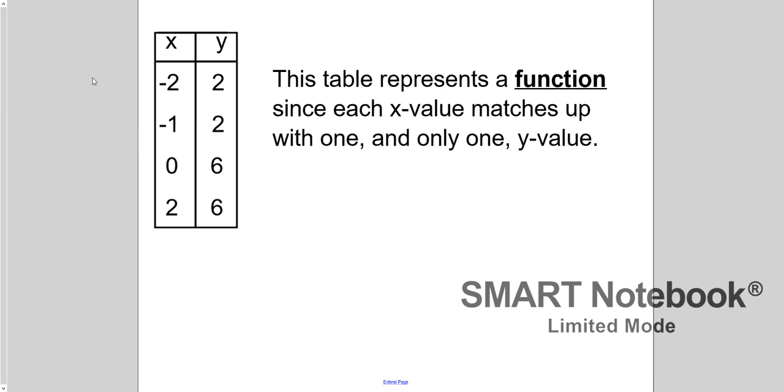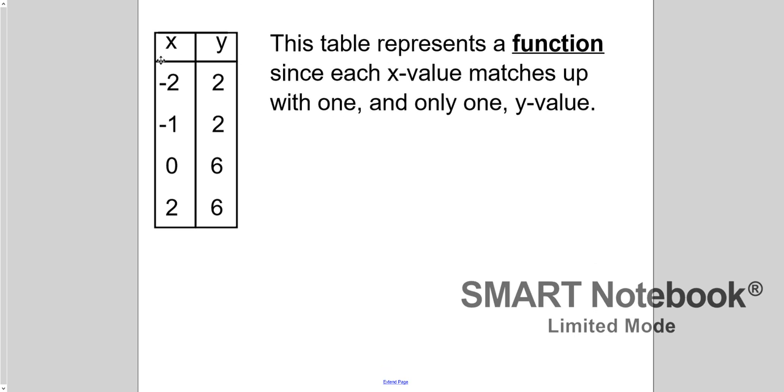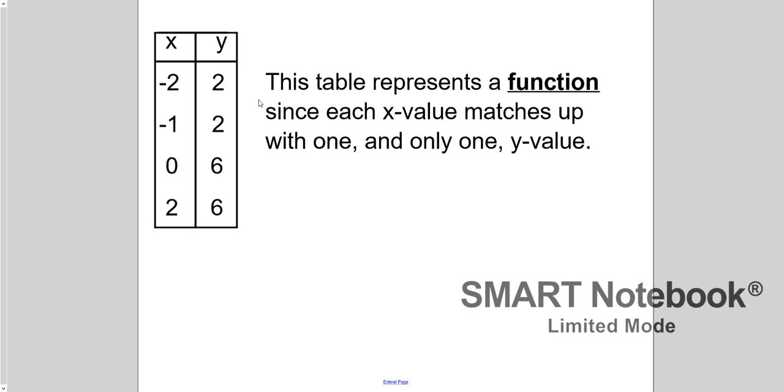Again, this looks right. This table represents a function since each x value matches up with one and only one y value. So if you remember, a function is a relationship where each x value only has one y value. If an x value has more than one y value, then it is not a function. If you notice in this table, some of the x values have the same y value. That's okay. As long as you can look at each one and tell me what the one y value is that goes with it, then it's a function.